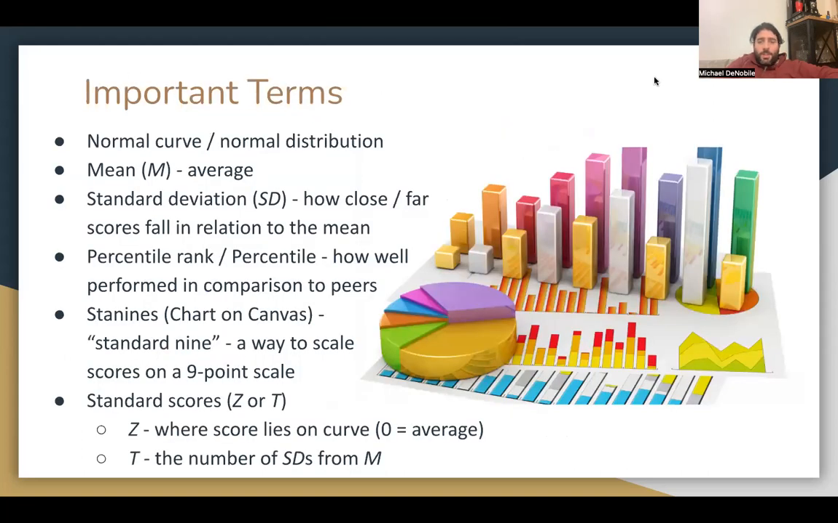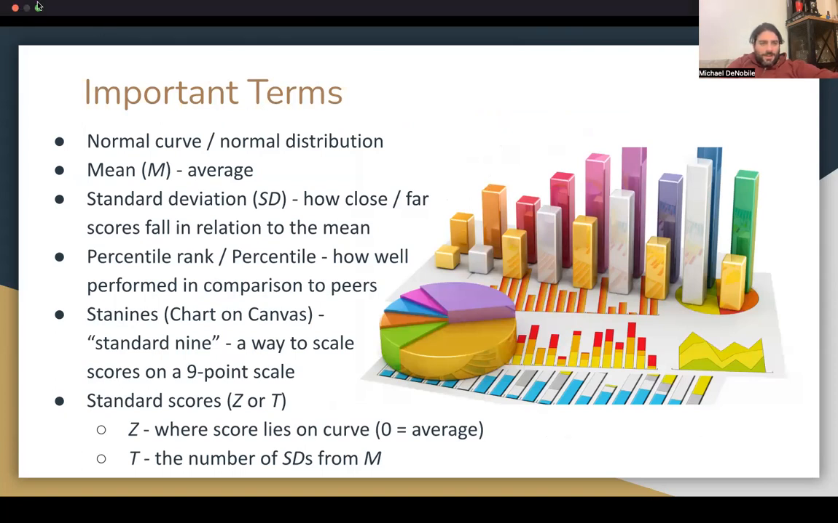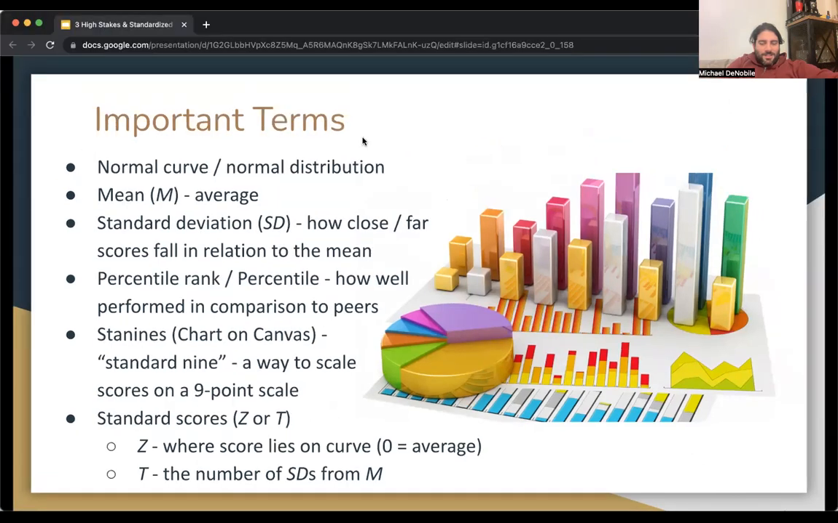So some important terms. I need to shrink this. How do I shrink it? Because I have the definitions in my notes. Do I? Nope, I don't have the definitions in my notes. I left them on here. Okay.